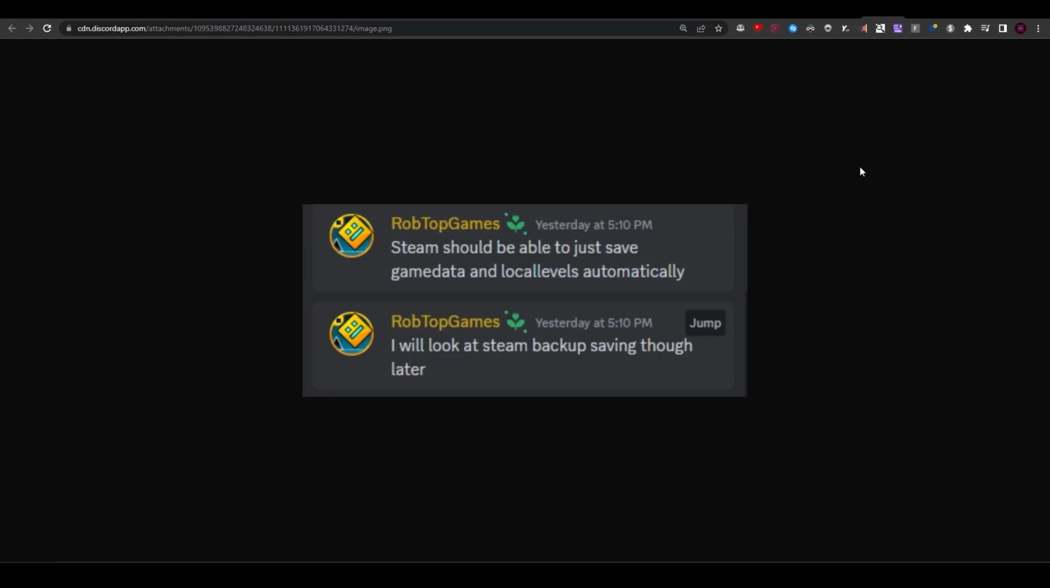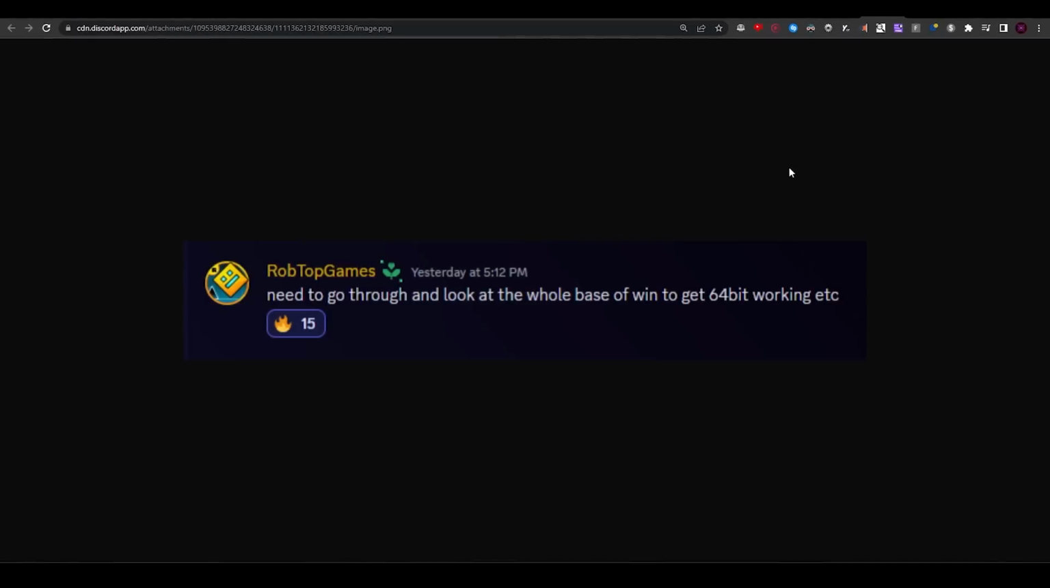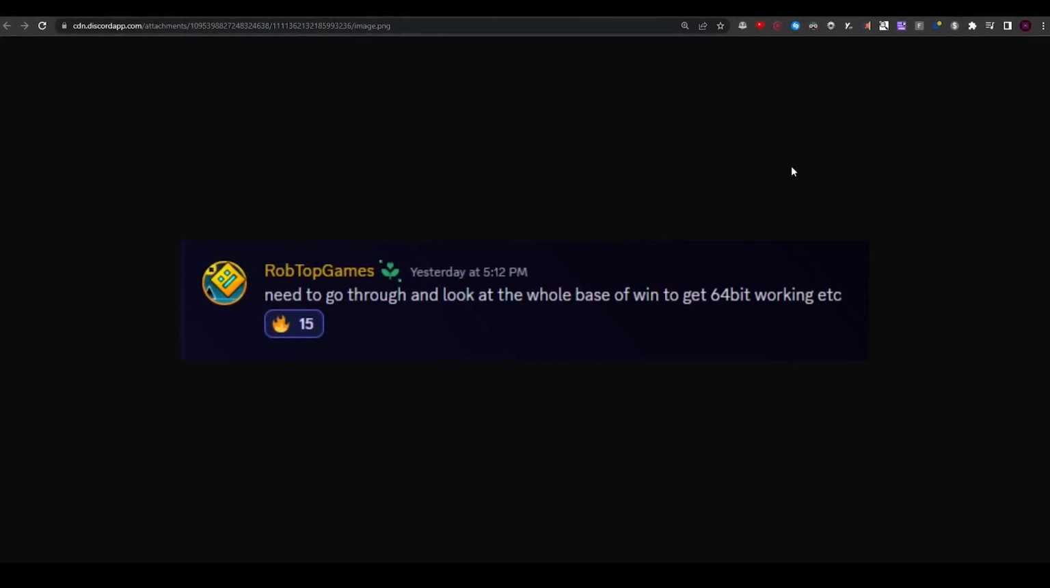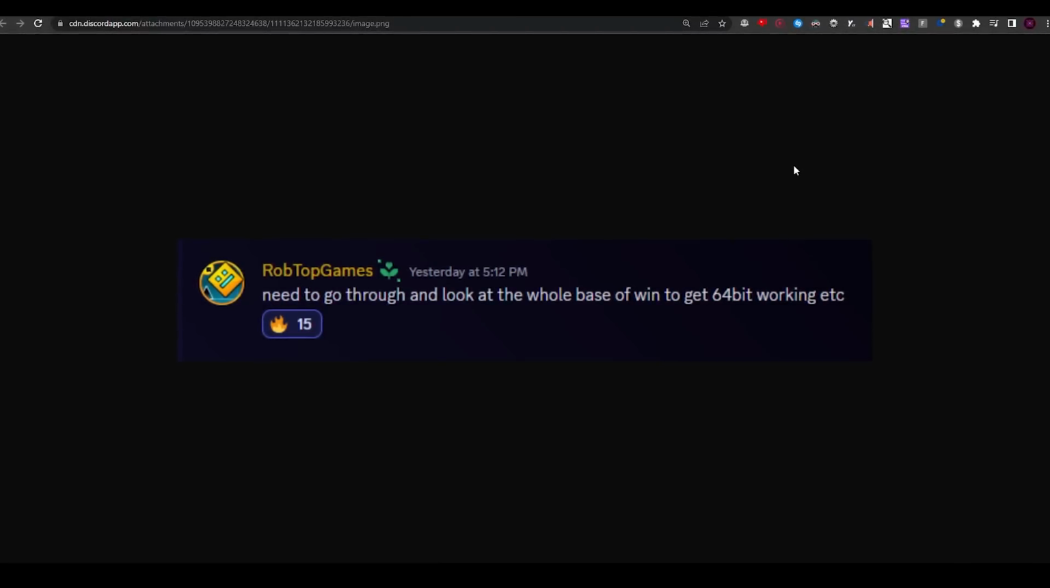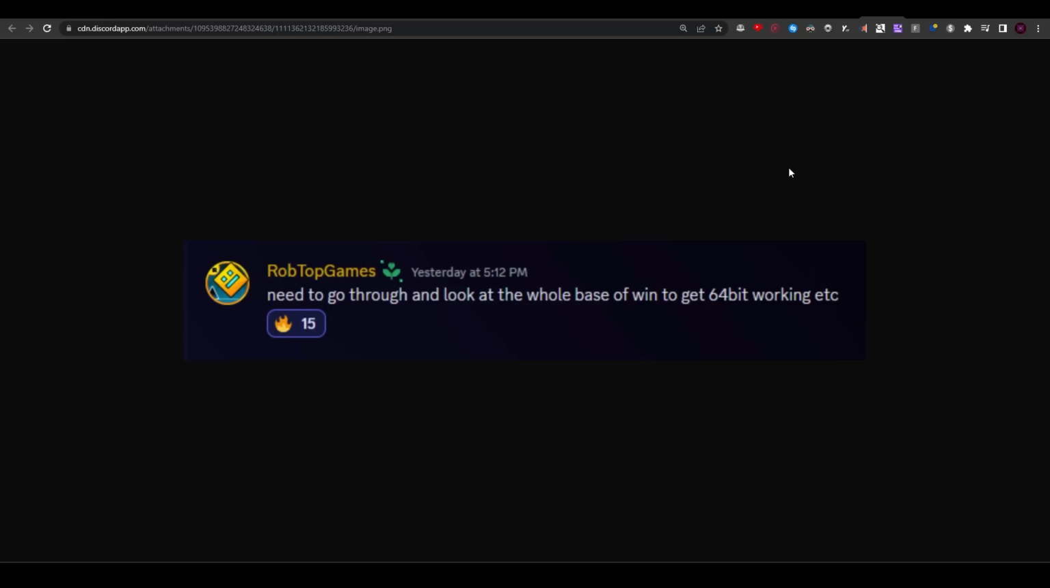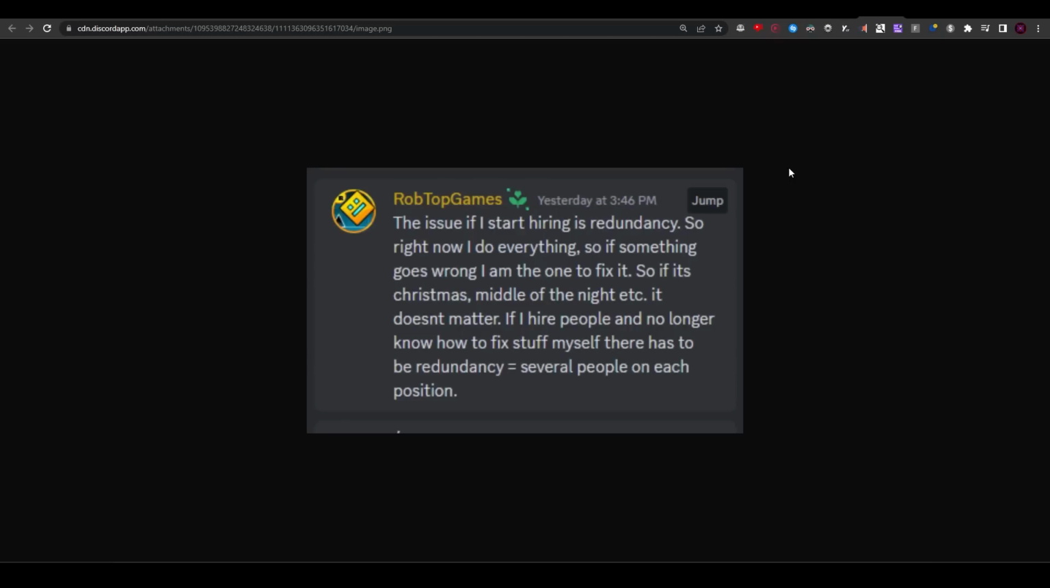I think this should have existed ever since 2014, which is now almost 10 years ago. Need to go through and look at the whole base of Win to get 64-bit working, etc. Which means Rob is gonna work on getting the 64-bit working for Geometry Dash, which is kind of cool.